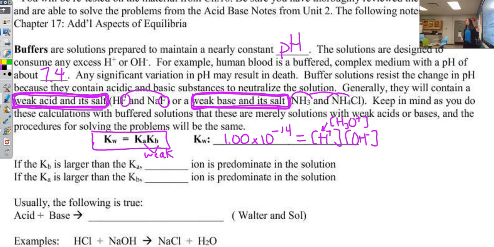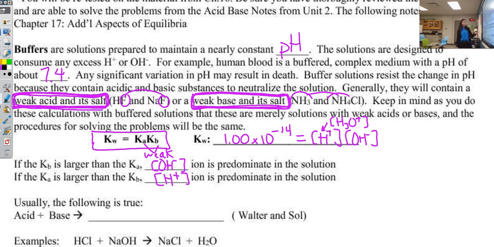If the Kb is larger than the Ka, what ion do you think they're saying is predominant? There are other words they can use for that too, but what ion do you think is going to be showing up more? If the Kb is larger than the Ka, then the OH minus must be bigger. Okay, then it must be more basic. If the Ka is larger, then it must be your H plus ion that is predominant in the solution.